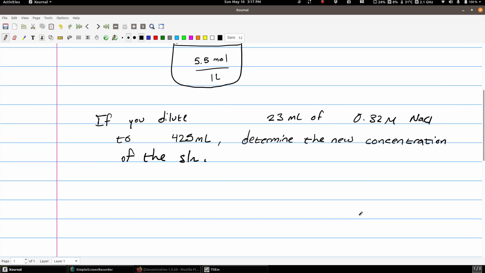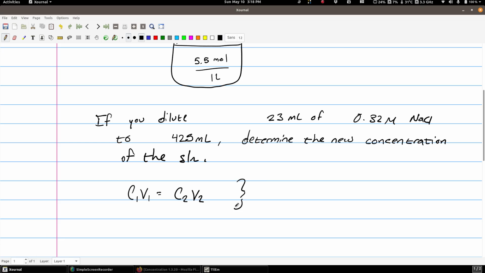Okay, so right now we're going to use C1V1 equals C2V2. That means concentration 1, volume 1 is equal to concentration 2, volume 2. So it's an equivalency. If your volume goes up, that means your concentration is going to go down. If the concentration goes down, you're going to have less volume. So in this instance, our volume went up. Let's see what happens.